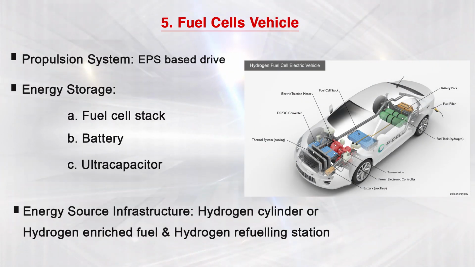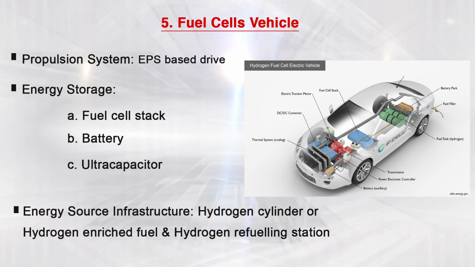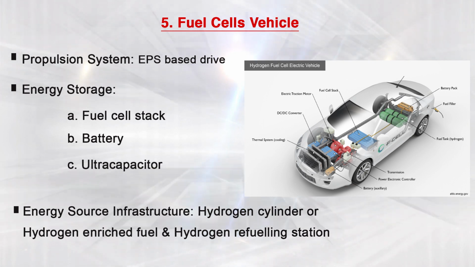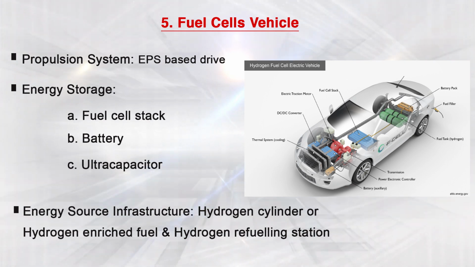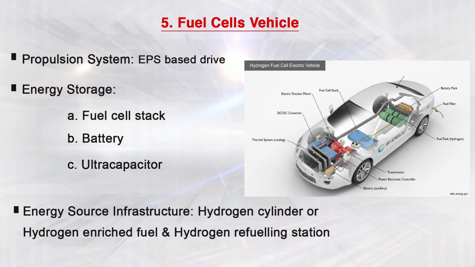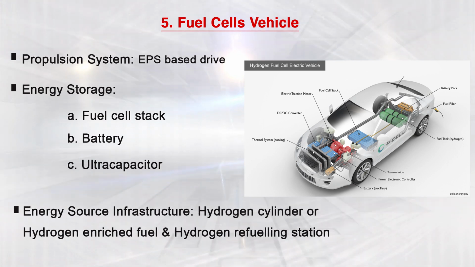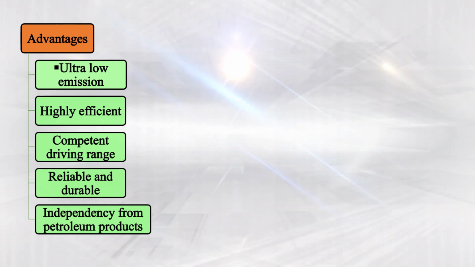The last category of the vehicle is the fuel cell vehicle. It uses an electric propulsion system based drive. The energy storage system available is the fuel cell, battery and ultra capacitor, and the energy source infrastructure required is a hydrogen cylinder, hydrogen enriched fuel and a hydrogen fueling station. If you look into its advantages, then it has ultra low emission, water as a byproduct, highly efficient vehicle in comparison to an IC engine vehicle, but lesser efficiency in comparison to an electric vehicle, competent driving range, reliable and durable, independence from petrol and diesel.